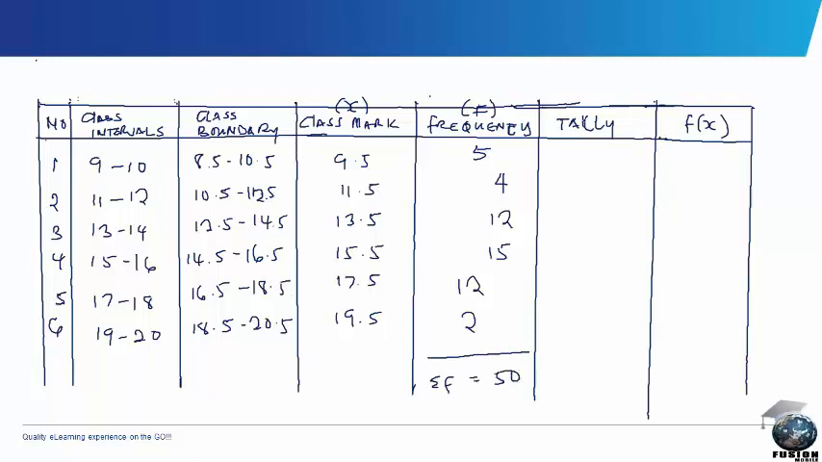Alright, and for the tallies, they are represented this way. Each is rounded up at a count of 5, and then 2. They all rounded up at a count of 5. 1, 2, 3, 4, and then 1, 2, 3, 4, 5, so it makes up 15. And this is 1, 2, 3, 4, 5, and 1, 2. That's 12, and this is 2.